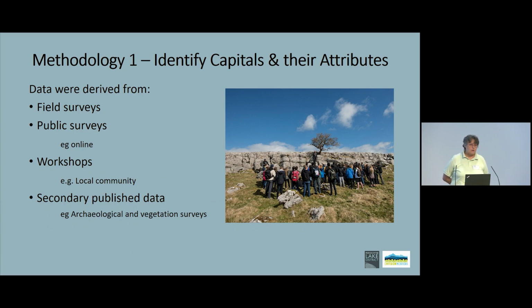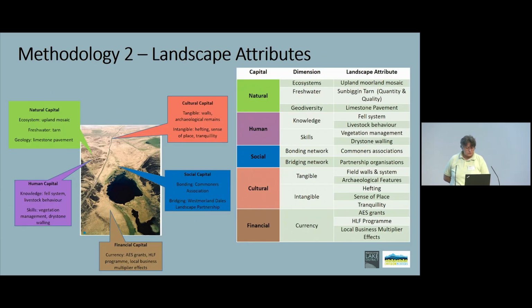And then we gathered a vast range of secondary published data, including things like archaeological surveys and vegetation surveys. So what you then do is you break down your landscape into its landscape attributes. Each capital has a number of components to it, which I call dimensions. For natural capital, for instance, we were looking at ecosystems, freshwater and geodiversity. The landscape attributes can then be dropped down again from that. For instance, with ecosystem services, we're looking at upland moor and mosaic.